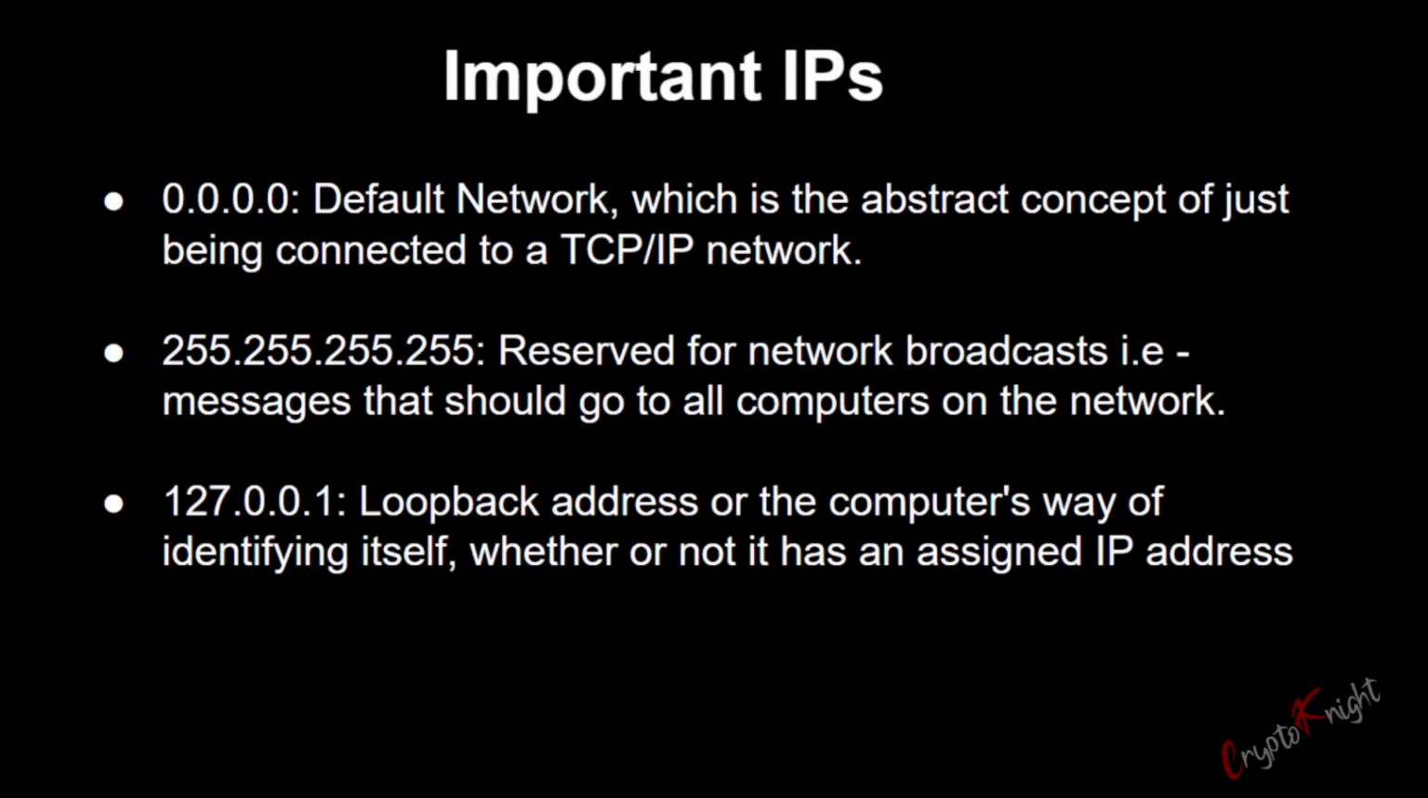127.0.0.1. It is an IP address that you will be using very frequently in the coming tutorials. Why? Because this is the loopback address, or the computer's way of identifying itself. Like in English we say "my", 127.0.0.1 is equivalent to the word "my", whether or not it has an assigned IP address. So that means anyone can open 127.0.0.1 on his or her computer, and that will be the localhost. Generally it is used for testing purposes to host websites locally, and since we have to simulate attacks, we will be using this IP address very frequently.